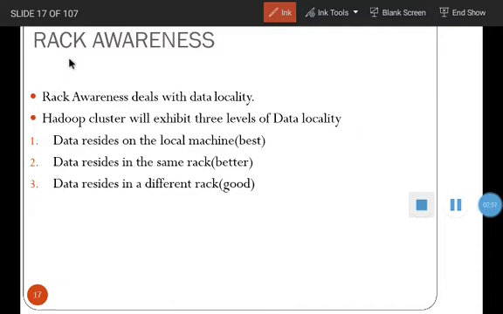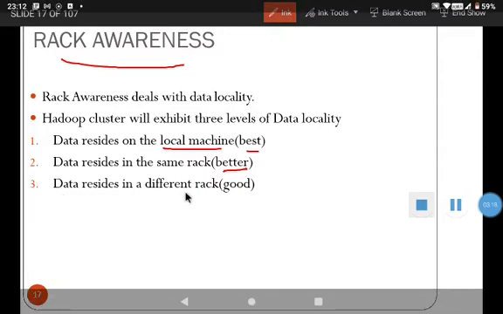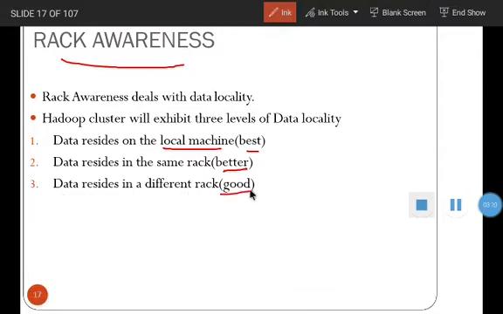Next we will discuss rack awareness. Rack awareness deals with data locality. A Hadoop cluster will exhibit 3 levels of data locality. One is data residing on the local machine, which is called best. Data residing in the same rack is better. And data residing in a different rack is good.